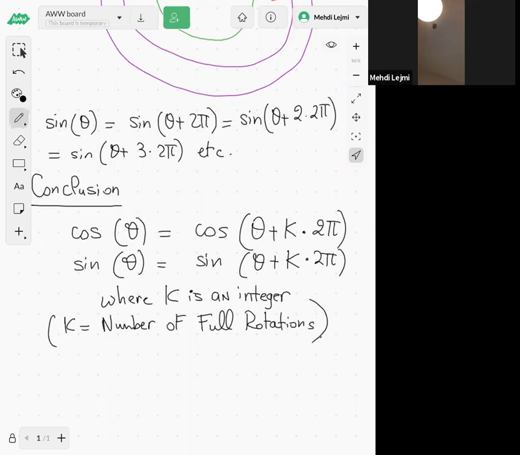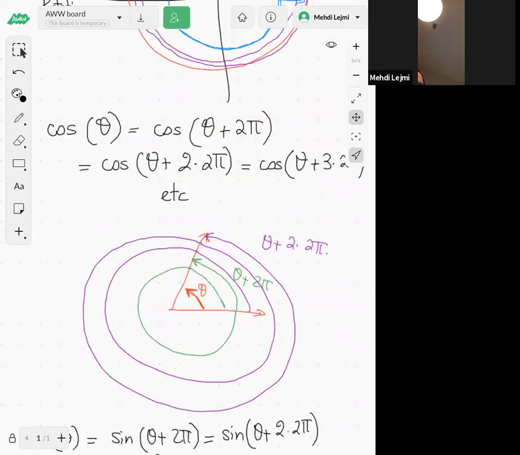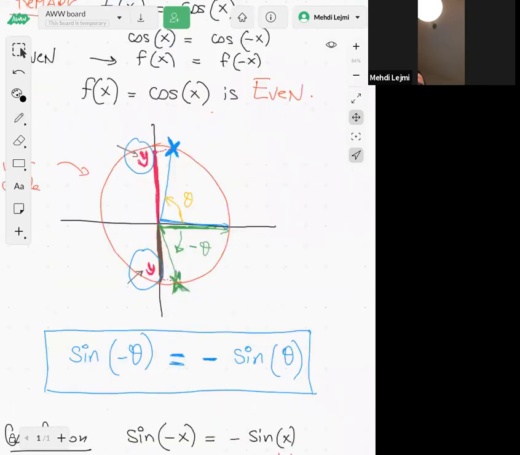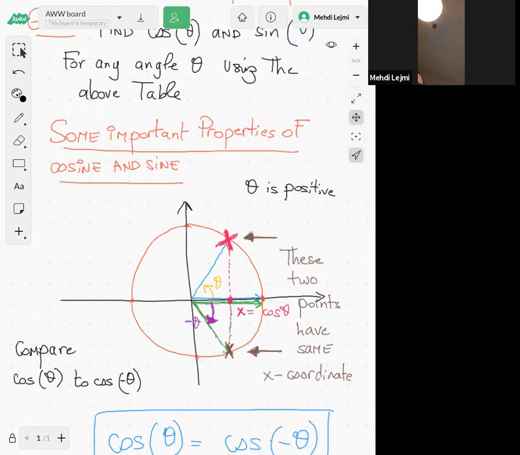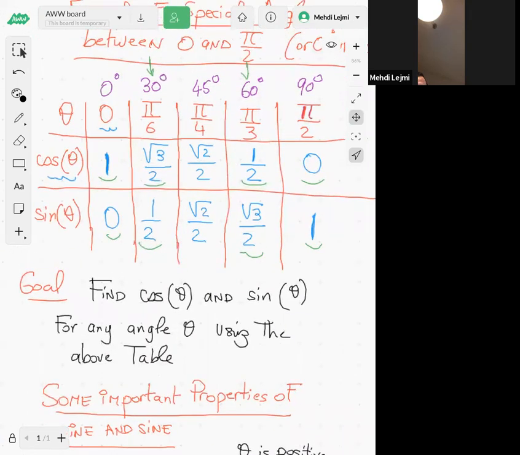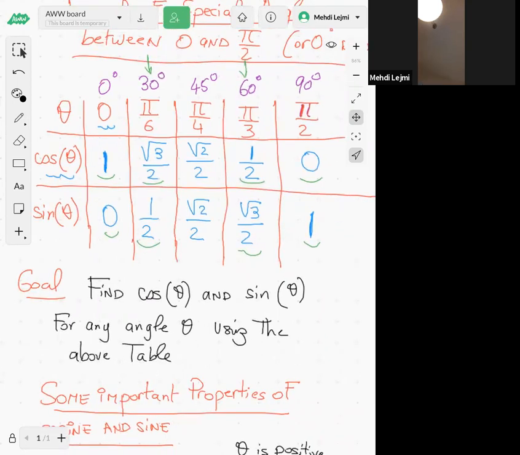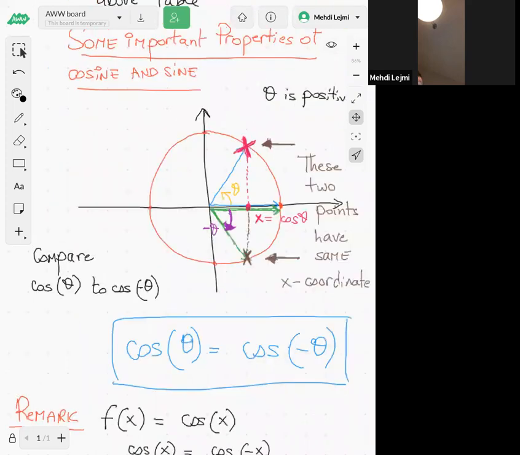All right, so next, I'm going to show you how to compute the sine and cosine for special angles between 90 degrees and 360. Between 0 and 90 degrees, we have this table with the values of sine and cosine. Remember this table here? Right here. This is for special angles between 0 and 90 degrees. Now I'm going to show you how to compute sine and cosine for angles between 90 degrees and 360, and then I'm going to explain how to find cosine and sine for any angle.